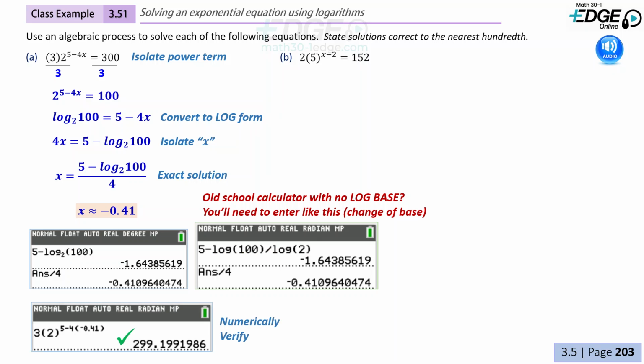And then we can verify our equation as well. So notice though that our answer wasn't quite 300. If we put in negative 0.41 in for x, we're close though, which actually makes sense because we rounded this. This was only an approximate, so I shouldn't expect that to be exactly 300. But the fact that it's very close most likely means that we're right.